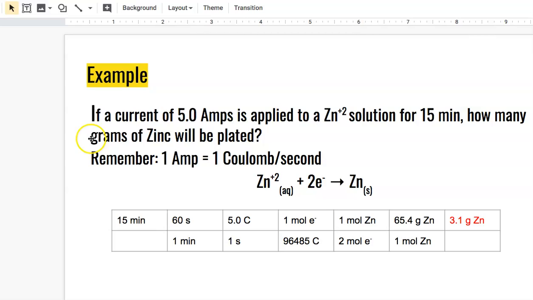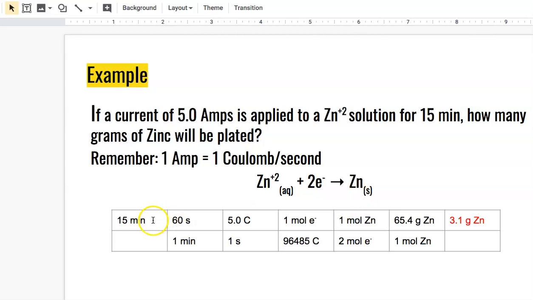So here we say if a current of 5 amps is applied to a zinc 2+ solution for 15 minutes, how many grams of zinc will be plated? And an amp is really just 1 coulomb per second. It's an amount of current, how much electricity is flowing through. So we can look here and see that zinc 2+ will pick up 2 electrons to become zinc as a solid.